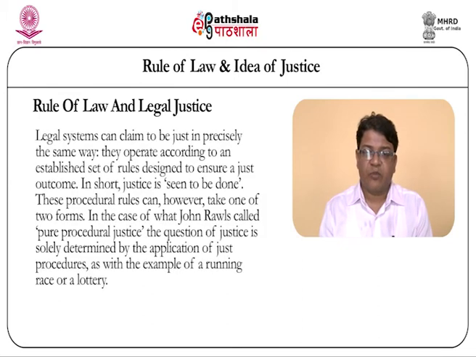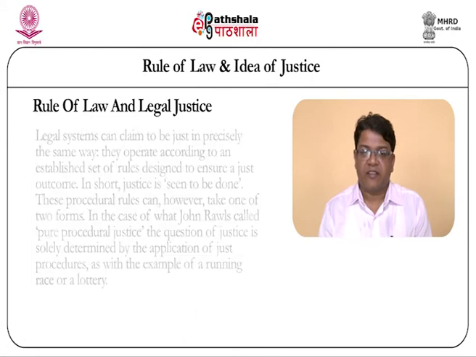Legal systems can claim to be just in precisely the same way. They operate according to an established set of rules designed to ensure a just outcome. In short, justice is seen to be done. These procedural rules can, however, take one of two forms. In the case of what John Rawls called pure procedural justice, the question of justice is solely determined by the application of just procedures, as with the example of a running race or a lottery.